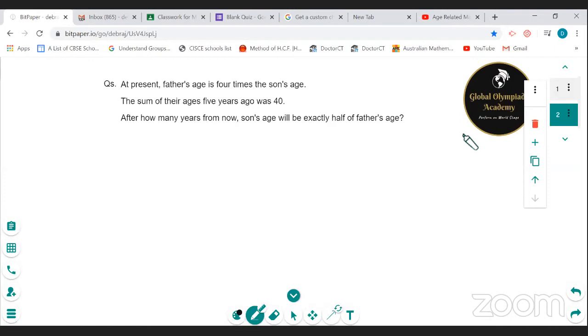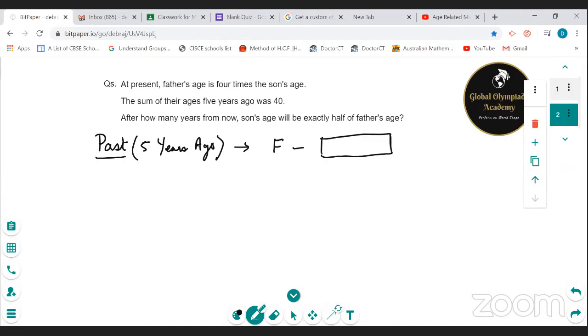So let's understand this first. Let's say we start from the past. We see that the sum of their ages 5 years ago was 40. So this was 5 years ago. Let's say this was the father's age here. Obviously the father will be elder, so his age will be represented by a bigger rectangle here, and the son's age is a smaller rectangle. The sum of these two was 40 earlier.